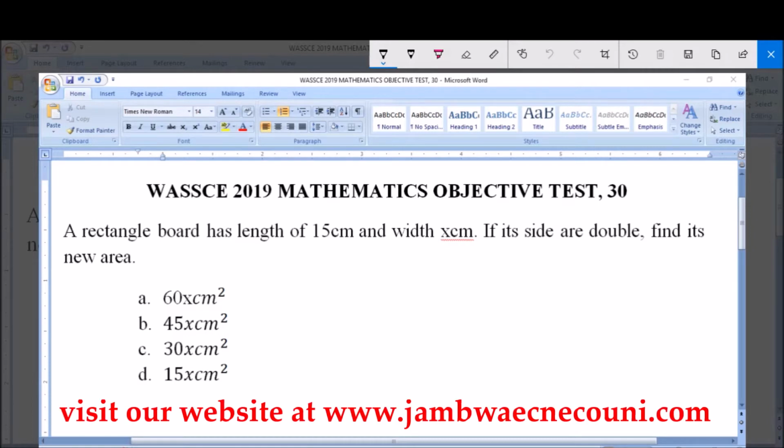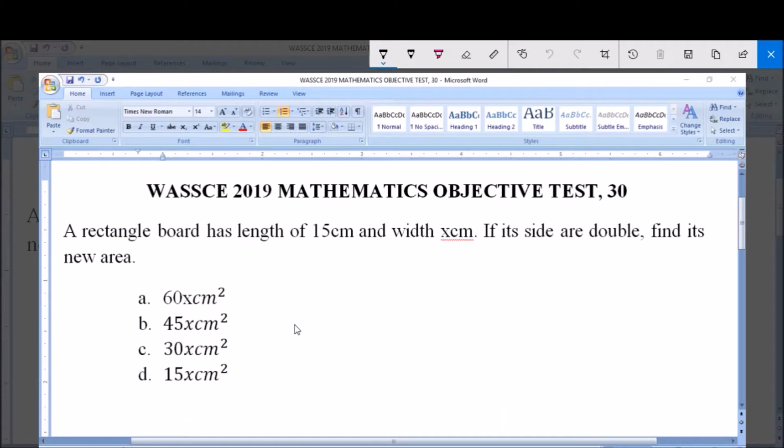A says the new area will be 60x centimeter squared. B says the new area will be 45x centimeter squared, and C says it will be 30x. D says it will be 15x.